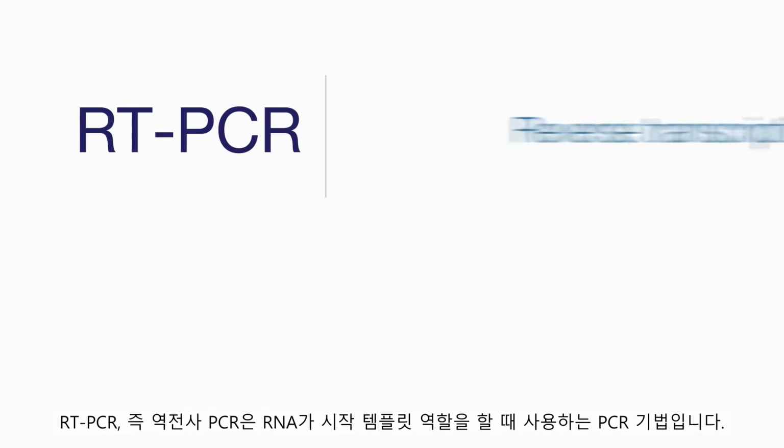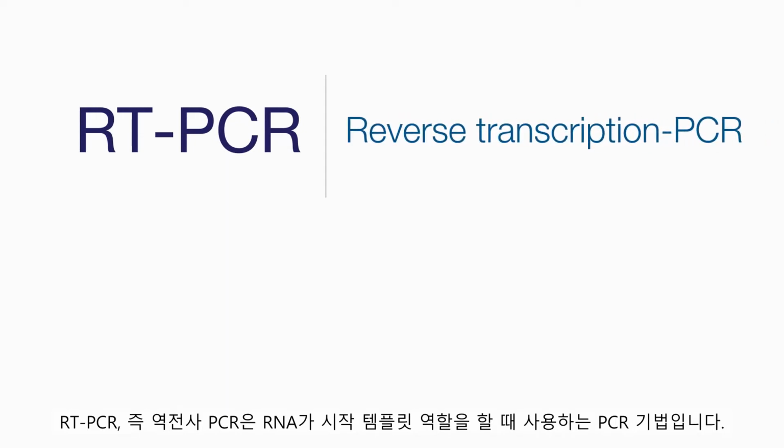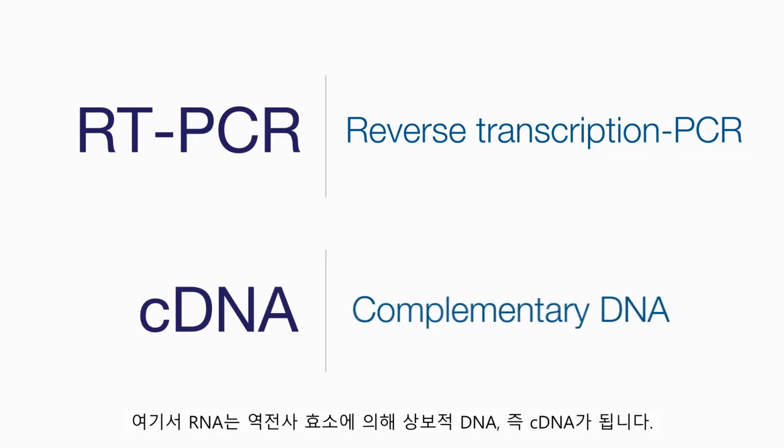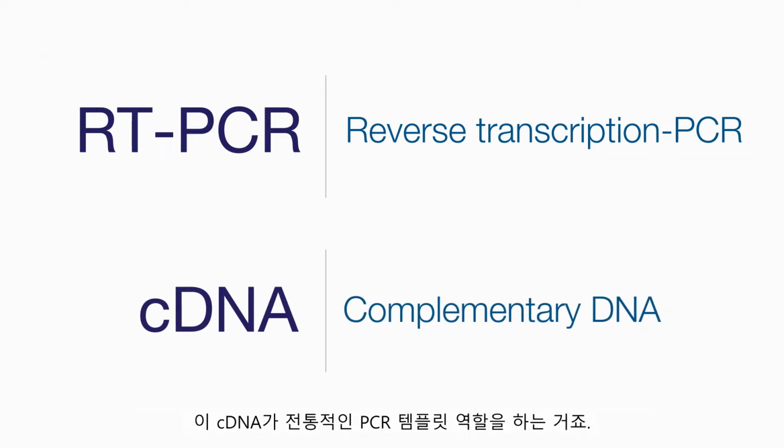RT-PCR, or reverse transcription PCR, is a type of PCR in which RNA serves as the starting template. The RNA is transcribed into complementary DNA, or cDNA, by a reverse transcriptase enzyme. The cDNA is then used as a template for traditional PCR.